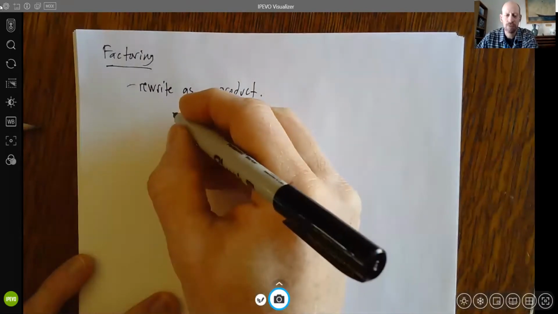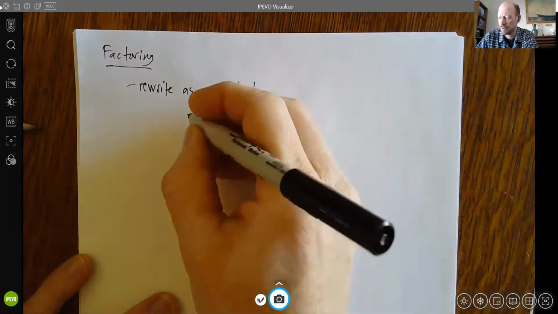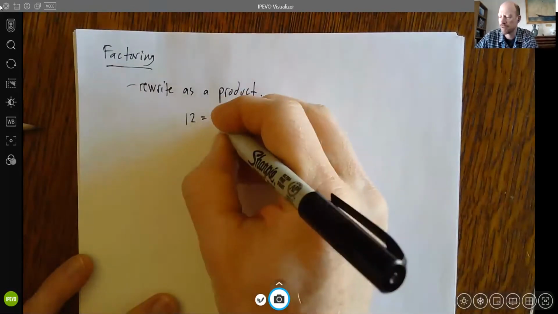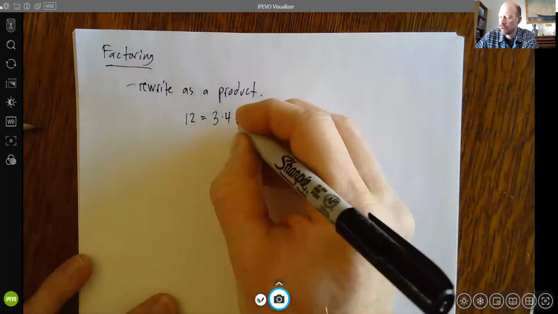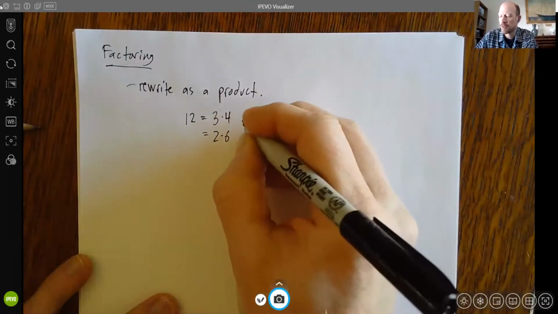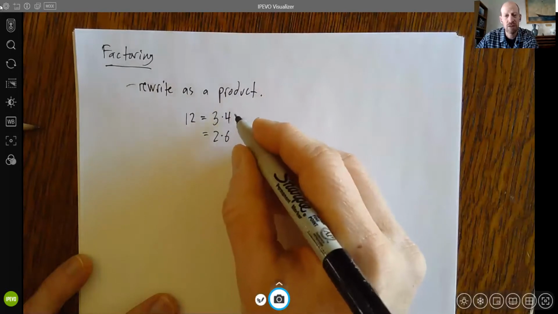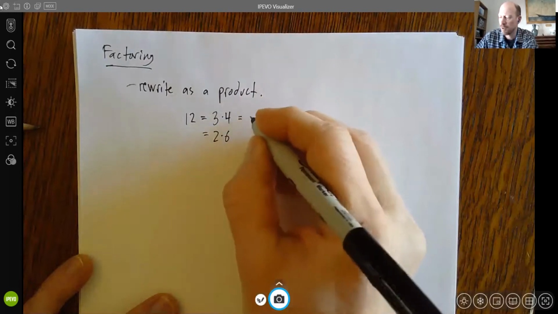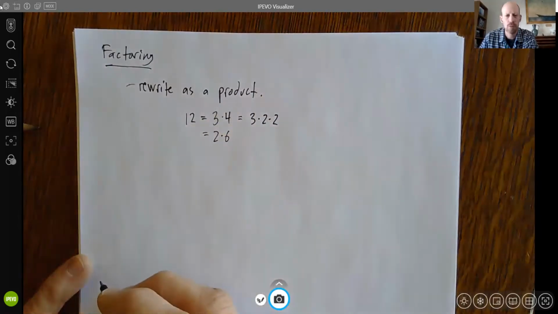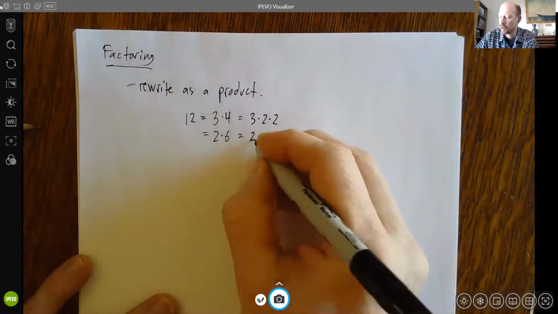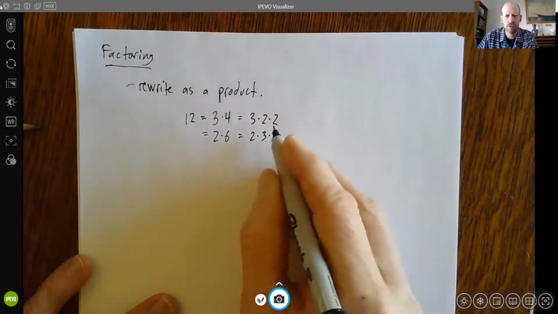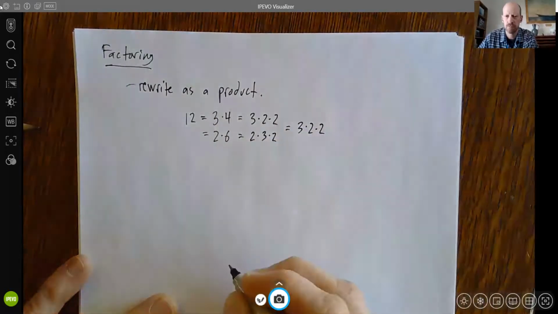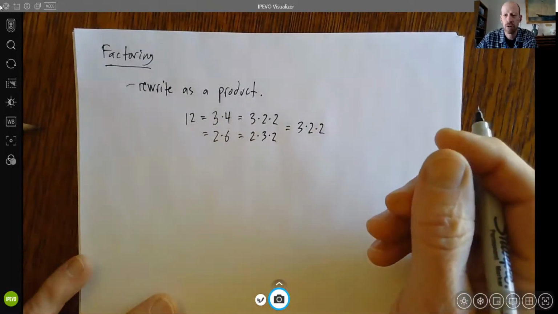And we've done this already with numbers, of course. If you have the number 12, you can rewrite or think of 12 as a product. It could be 3 times 4, or it could be 2 times 6. If you continue to factor, so you continue to write things in as small of pieces as possible, then you'll see that no matter how you start factoring, you're going to end up with the same factors in the end, right? And these are the prime factors, because you can't break those down any further.